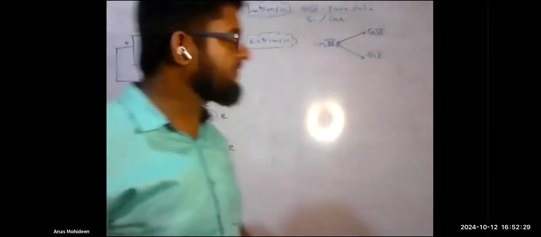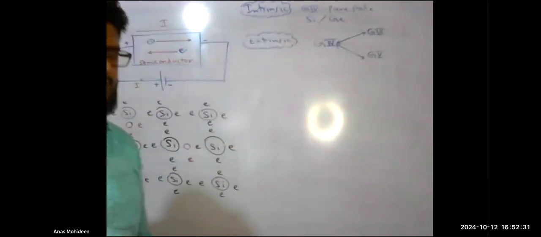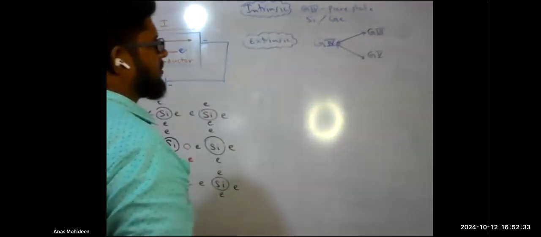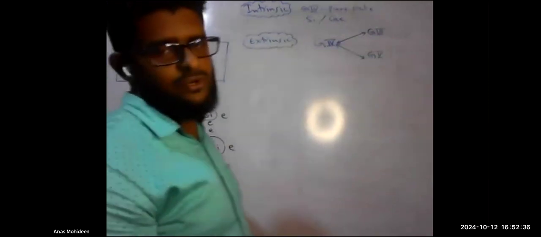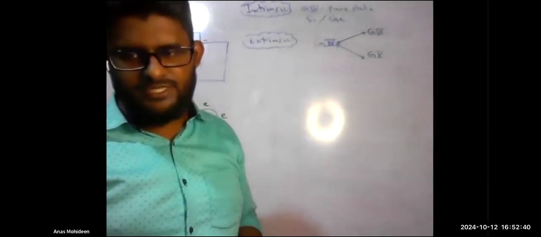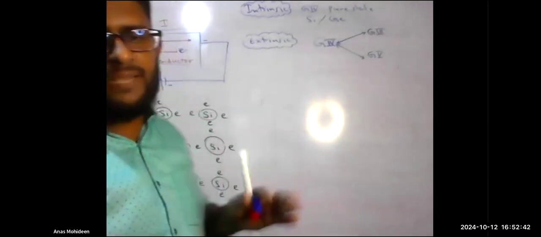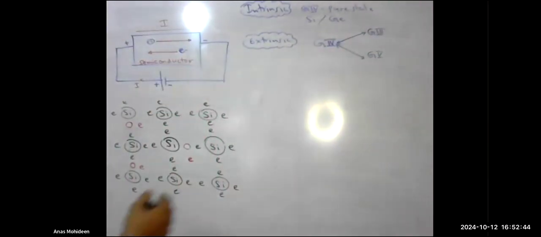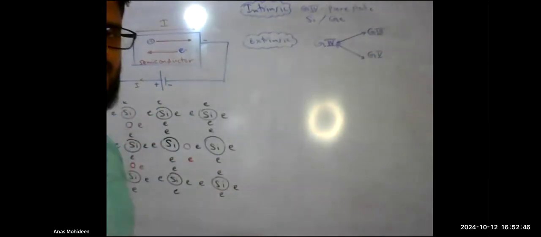there are two types of extrinsic semiconductors. What are the two types? One is called P type, the other one is called N type. Positive type and negative type. Two types of extrinsic semiconductors are there.